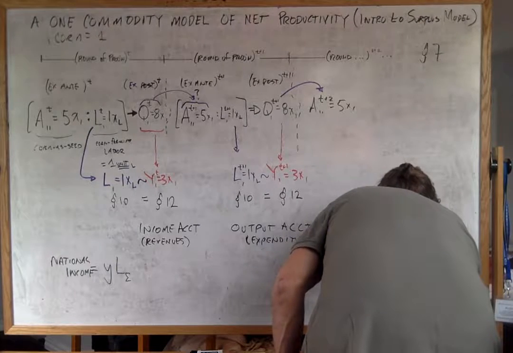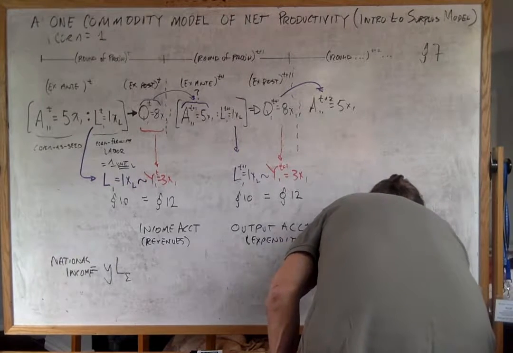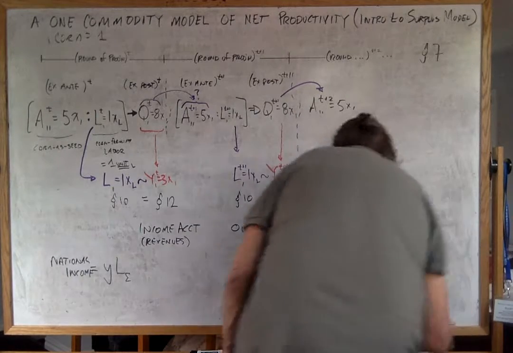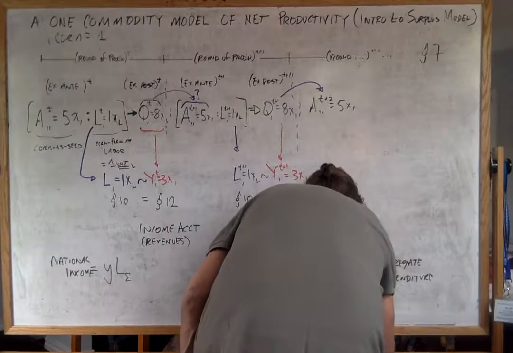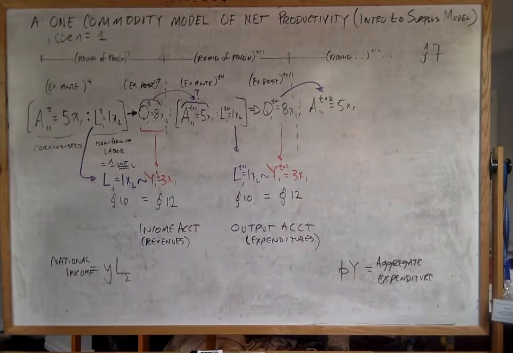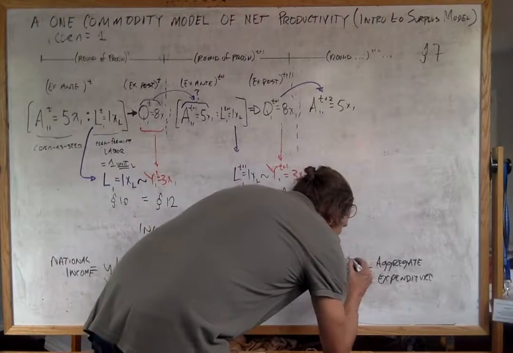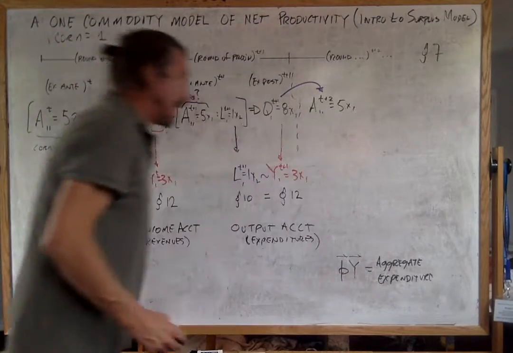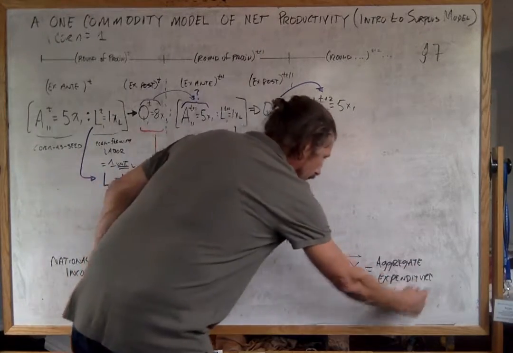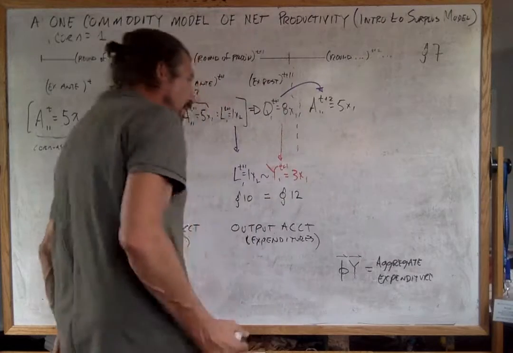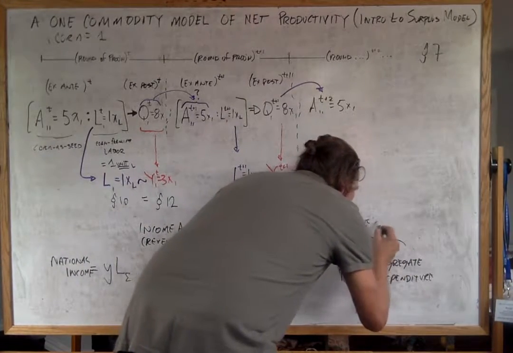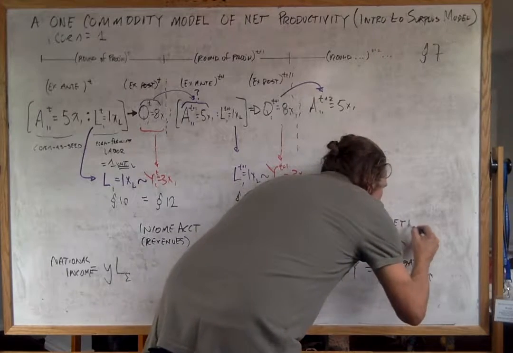So this then becomes our aggregate expenditure, and our aggregate expenditure is going to be equal to the price of net output times the quantity of net output. In vector terms, there's going to be a vector of output and a vector of prices. This is going to be the value of the net product. We call this the value of the net product.